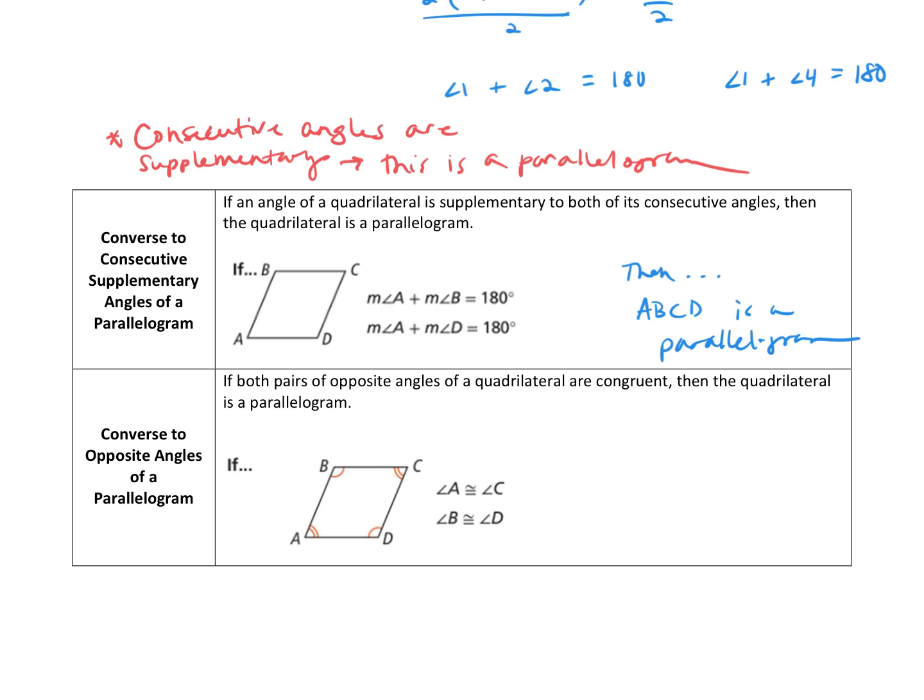All right, another theorem, converse to the opposite angles of a parallelogram. So if both pairs of opposite angles of a quadrilateral are congruent, then the quadrilateral is a parallelogram. So you can see angle A is congruent to angle C, angle B is congruent to angle D. So when that happens, then ABCD is a parallelogram.